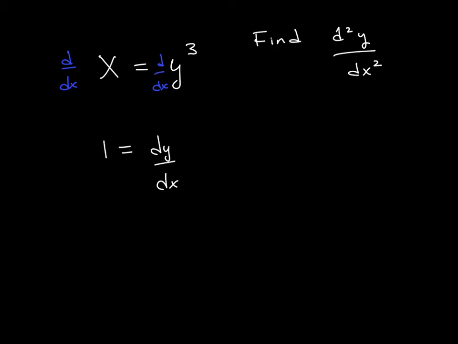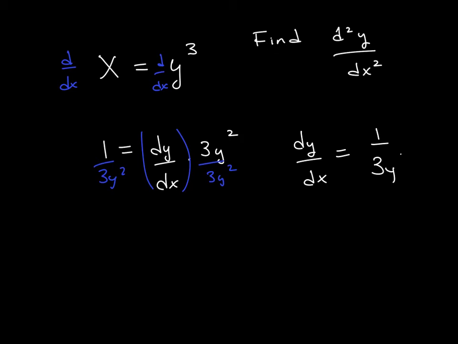I use the power rule on y to the third and get this multiplied times 3y squared. I want to solve now for dy dx. Divide 3y squared on both sides, and you are left with dy dx, my first derivative, is equal to 1 over 3y squared. I want to rewrite that as dy dx, my first derivative, is equal to 1/3 y to the negative 2. To find the second derivative, take dx of both sides again.